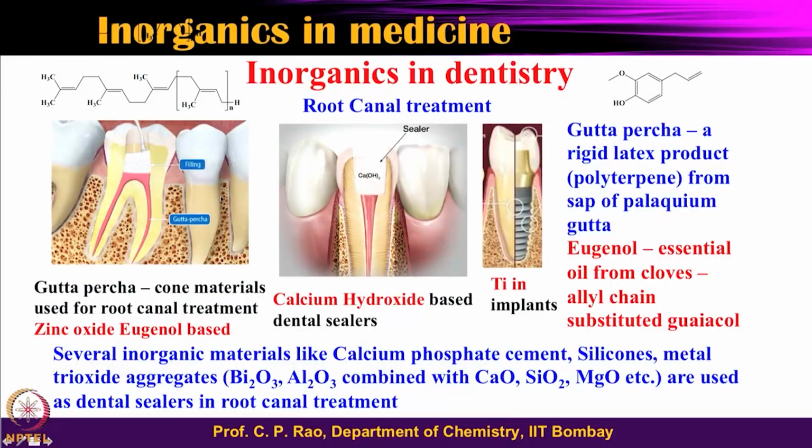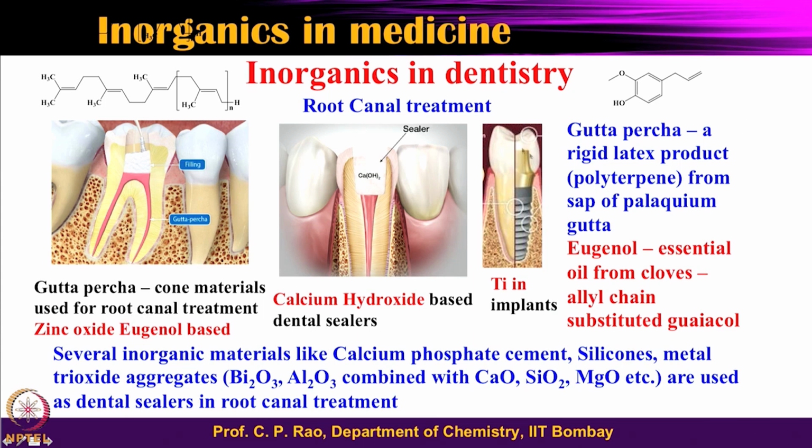Also, there are many other things that are done even for the dental part. What is the other important part? The other important part is the root canal treatment. Once root canal treatment is done, this needs to be protected. So, how does one protect? They protect by various materials, for example, gutta percha, a cone material used for the root canal treatment.